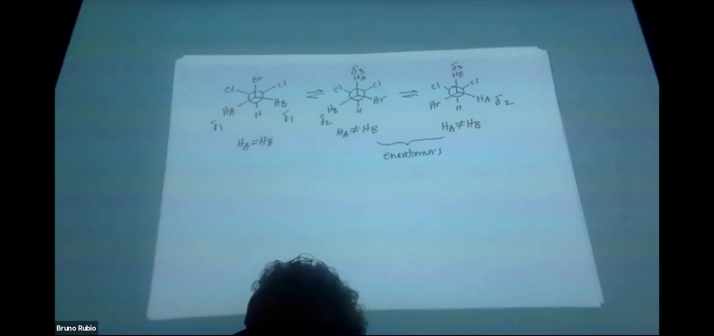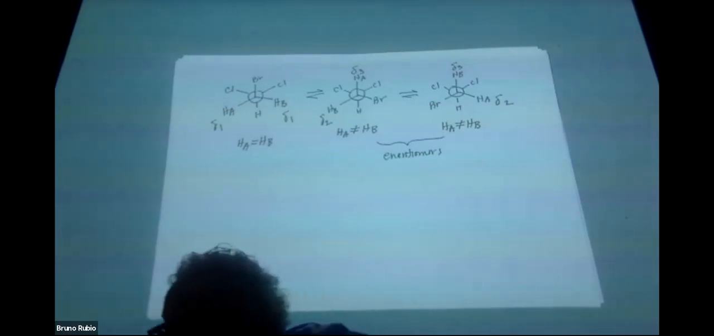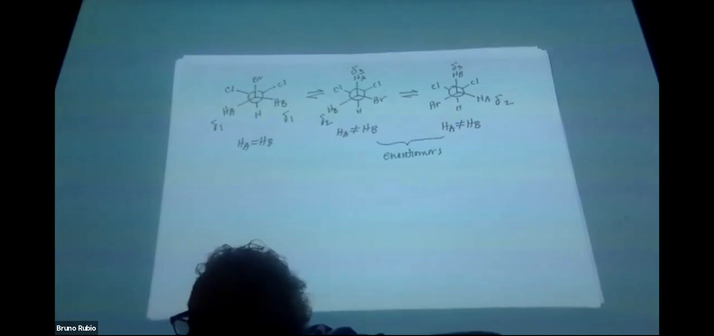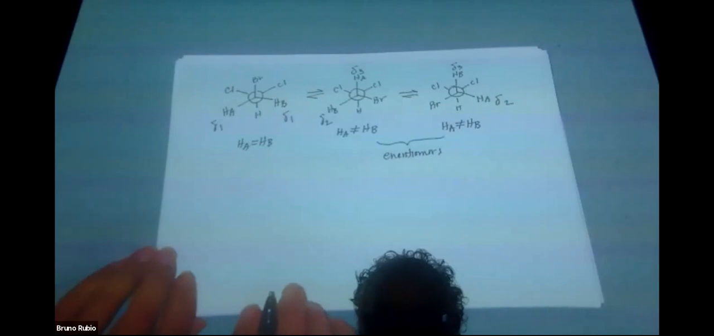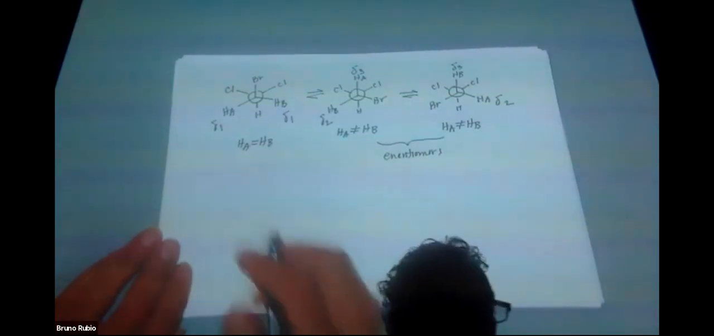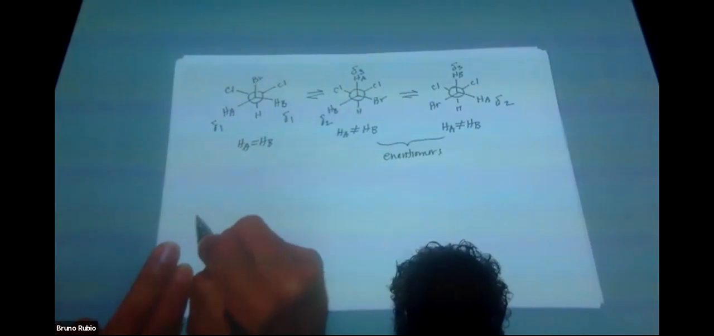Well, did I do something wrong here? Is my labeling wrong? No. Okay, so that's the analysis. Now let's collect results like we did before.